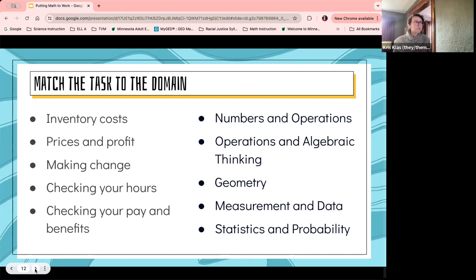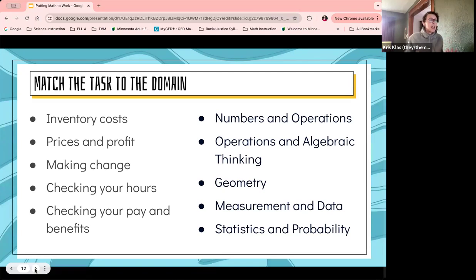Inventory costs. A lot of what you're trying to figure out is within addition, subtraction, multiplication, and division, which is numbers and operations. Prices and profits, it's also going to be numbers and operations. It's really finding the difference between the price that you're selling something for, the amount of money you get from the customer, and the cost that you have put out for that inventory. Making change, again, falls in numbers and operations. It's finding the difference.